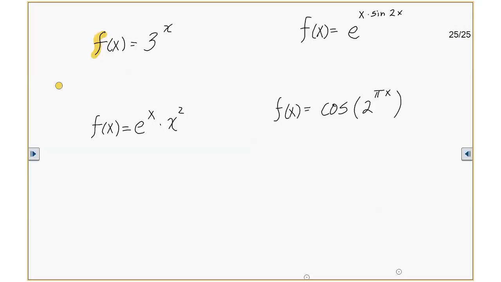You got to use the chain rule with f of x cosine 2 pi x, because you got to take the derivative of cosine, which is negative sine, and that'd be negative sine of 2 pi x. And then you have to take the derivative of what's inside, which is a to the power of a function.